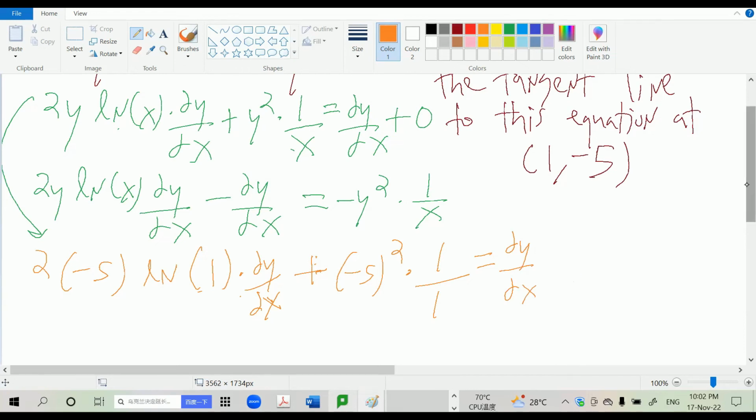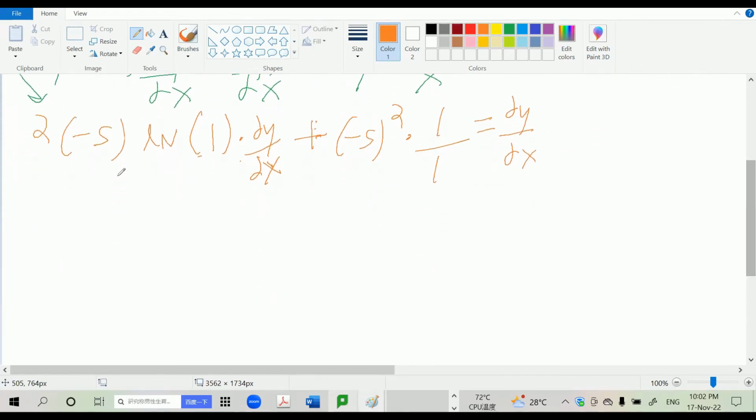So we can clean this up a little bit more. Now keep in mind here, what is this, guys? Natural log of 1 is just 0. So 0 times all this will go away. That will cancel out and we'll be left with this part. -5 to the power of 2 would just simply be 25 times 1, right? That's 1 over 1, that's still 1. That's all equal to dy over dx. And then this is done.